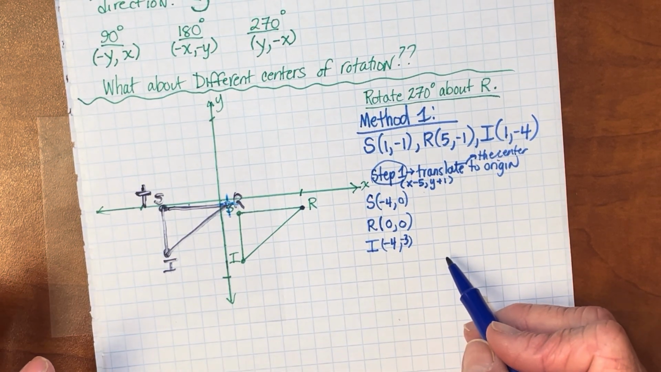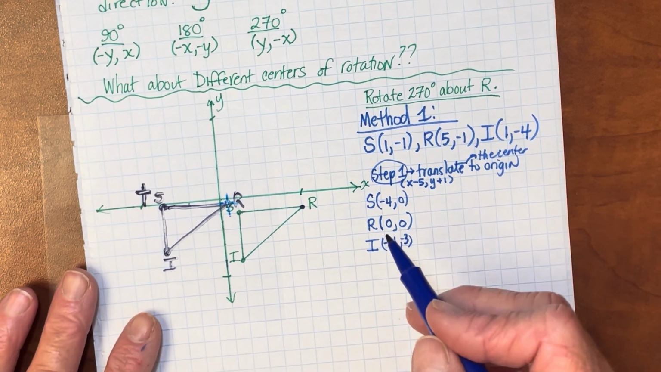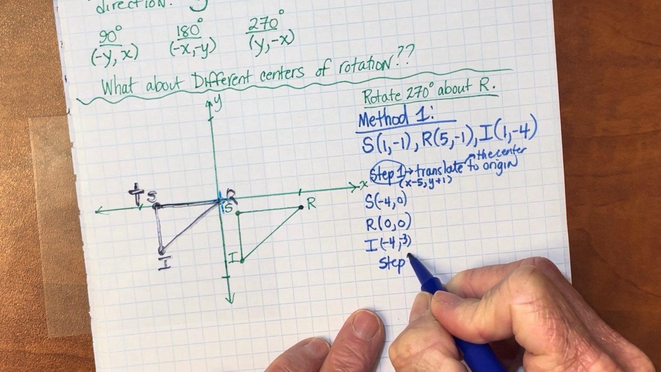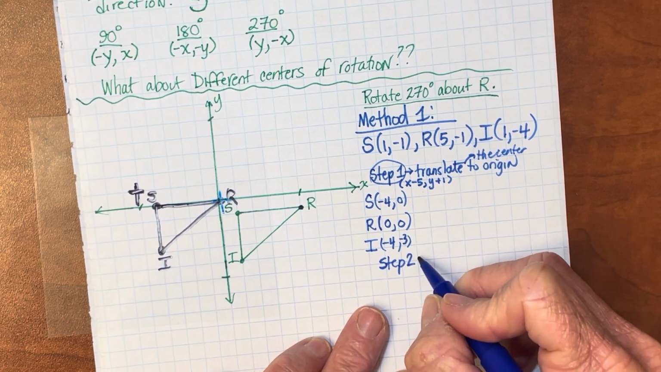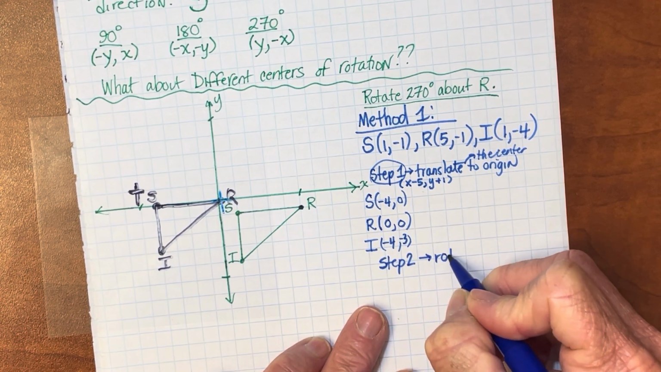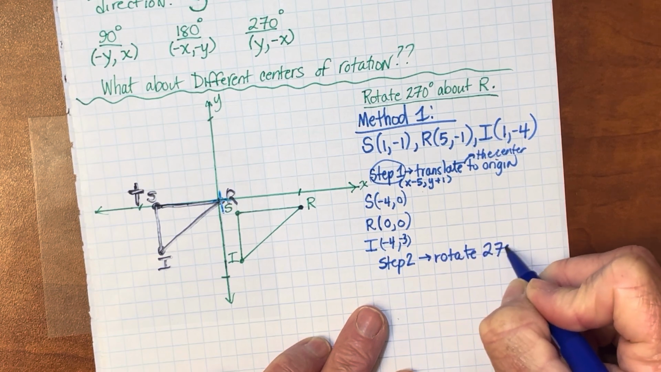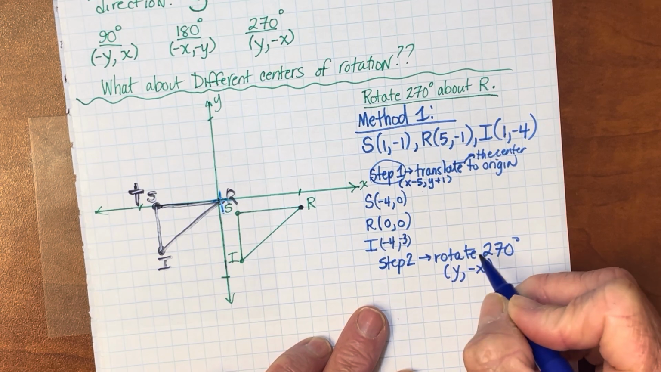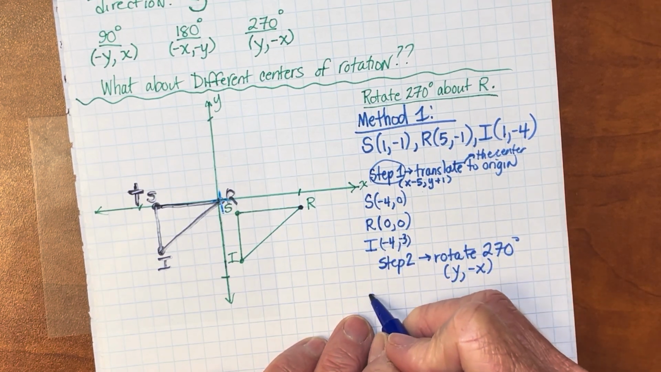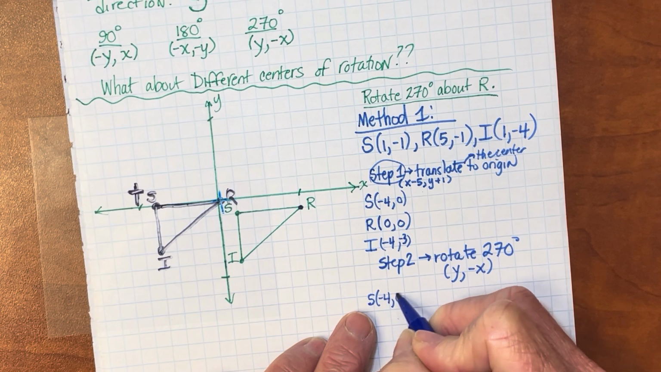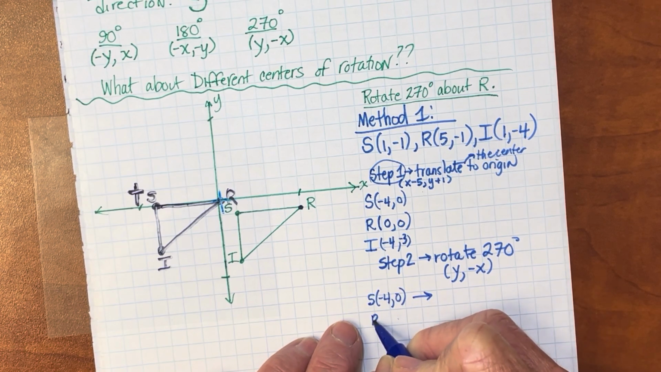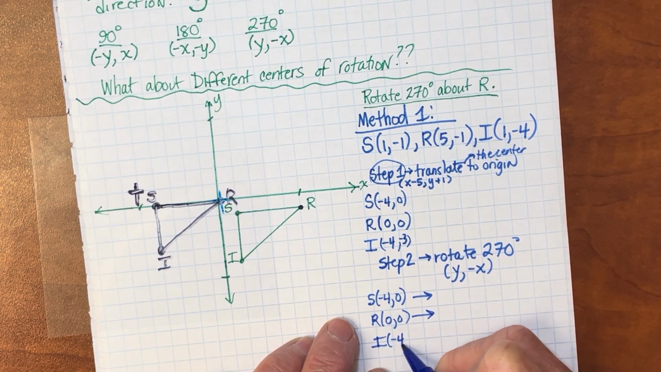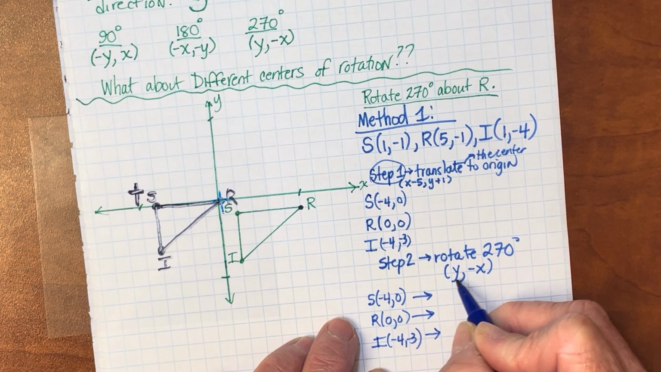So why did we do that? We did that so that we could now use our rotation rule and spin it. So step 2 is to just go ahead and use the rules. So we want to rotate 270, and that rule is y comes to the front, x goes to the back and changes signs. So I'm going to rewrite these points for just a minute so we can go this way. And we'll use this rule.